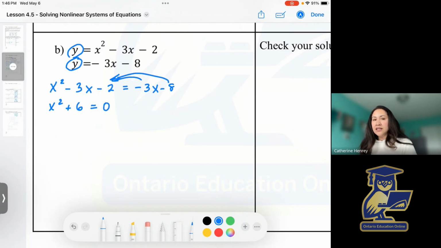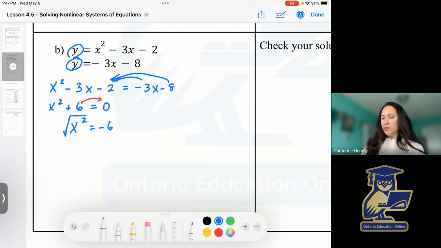We can solve this by taking the square root. So to solve this, I'm going to move this +6 over so that I will have now x squared is equal to -6. To solve this, we would take the square root of both sides, but as we know, we can't take the square root of a negative number. So when we get to this point, we would have to just say that there are no real solutions.